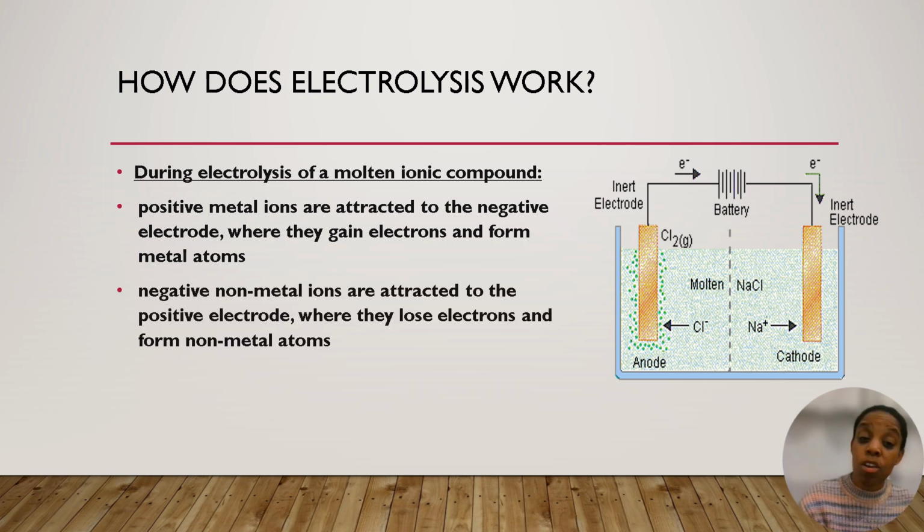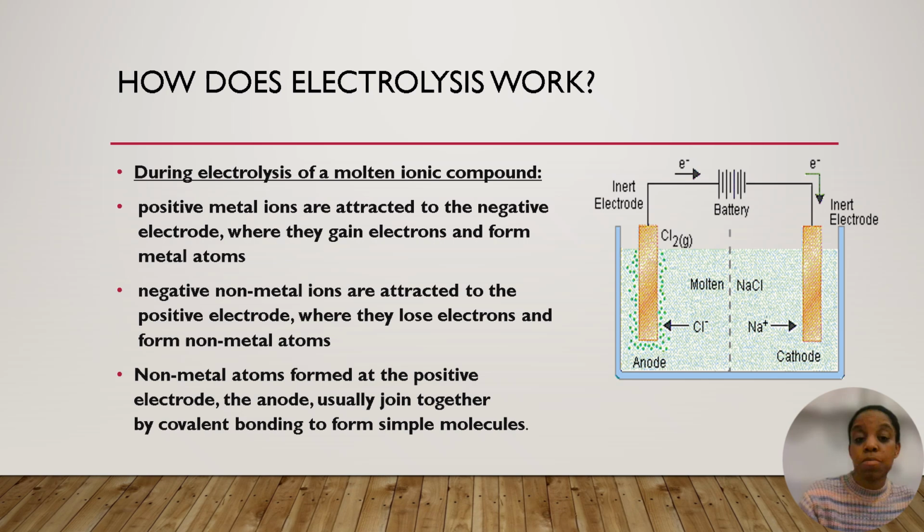Our non-metal ions move through the solution and are attracted to our positively charged anode. When they get there, they give up their electrons to the anode, and that causes them to form, guess what? Non-metal atoms. The thing about non-metal atoms is that they tend to bond together and form simple covalent molecules.